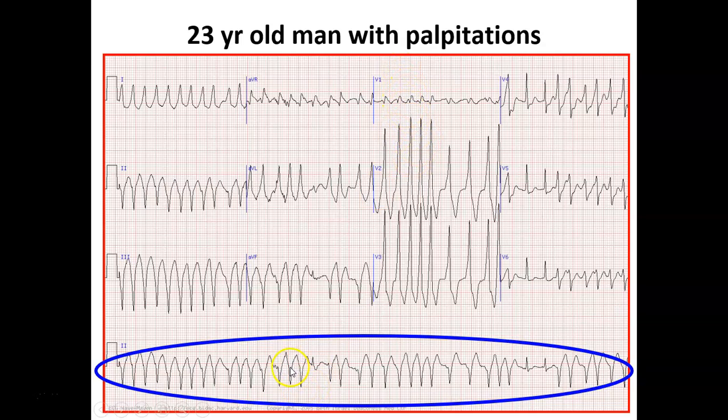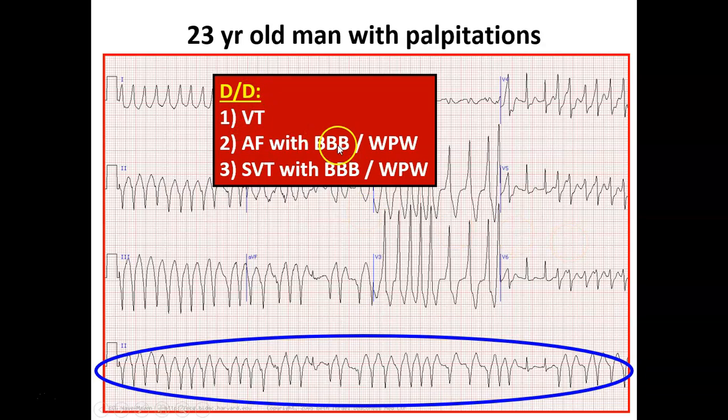So this may be atrial fibrillation with the right bundle branch block, or maybe this is SVT with right bundle branch block. On the other hand, this may be a monomorphic ventricular tachycardia, as the shapes are the same and in between these may be capture beats, or maybe this is polymorphic ventricular tachycardia. So you have multiple differential diagnoses for this one. So this may be ventricular tachycardia, atrial fibrillation with bundle branch block or WPW syndrome, or SVT with bundle branch block or WPW syndrome.